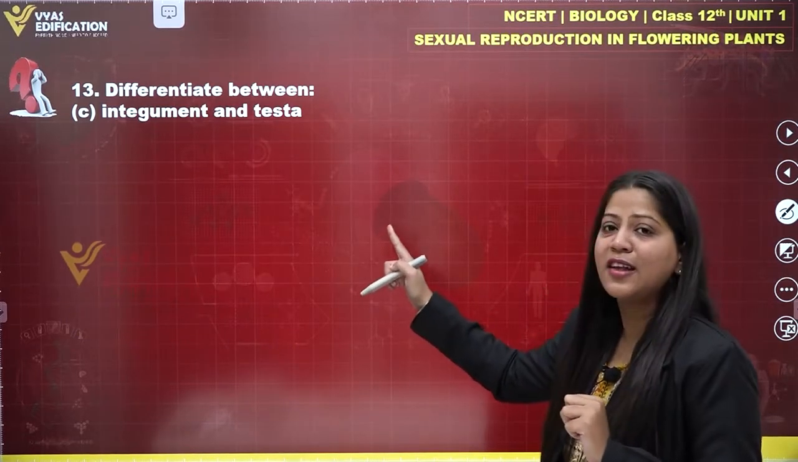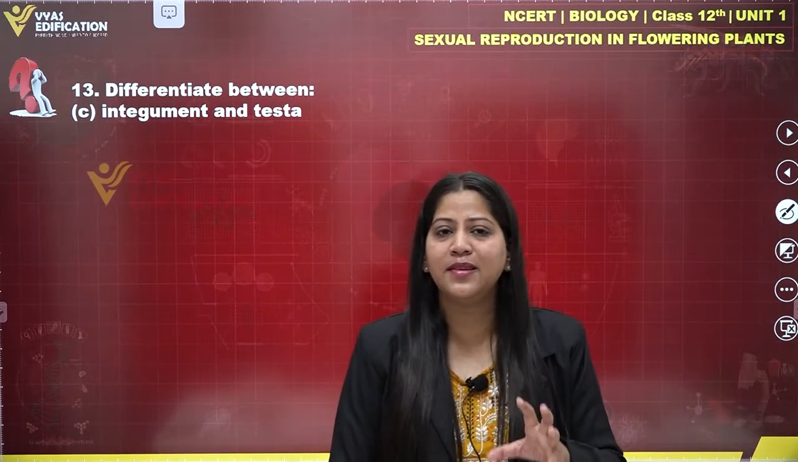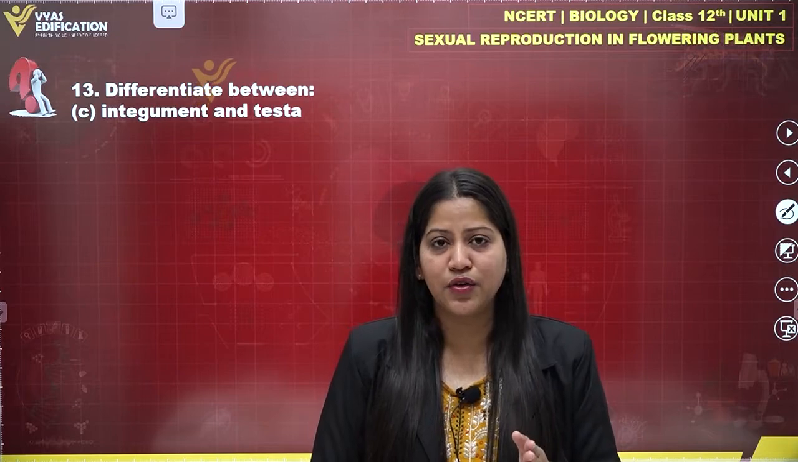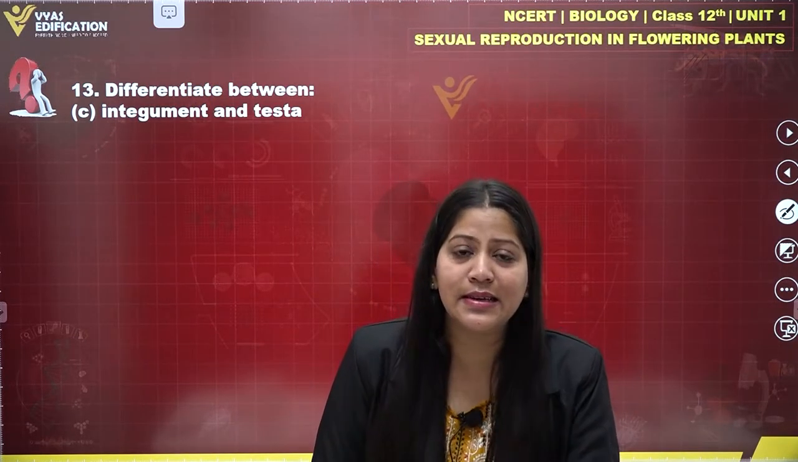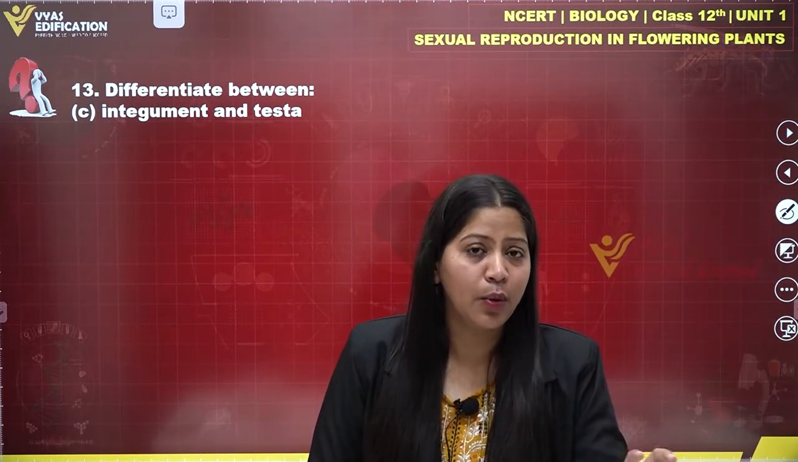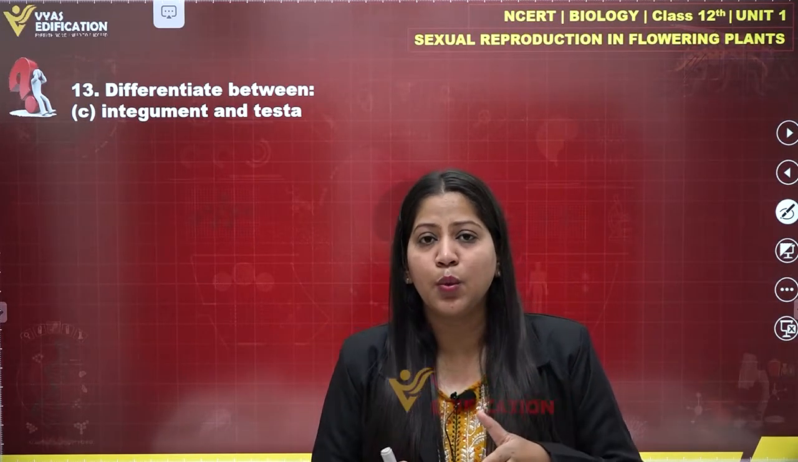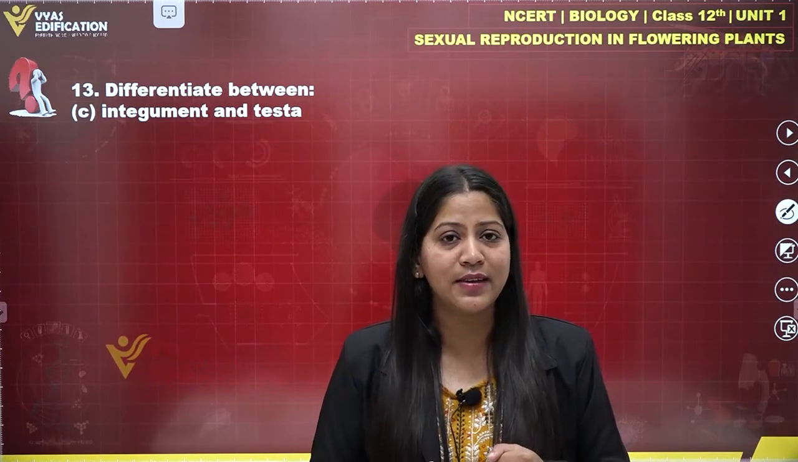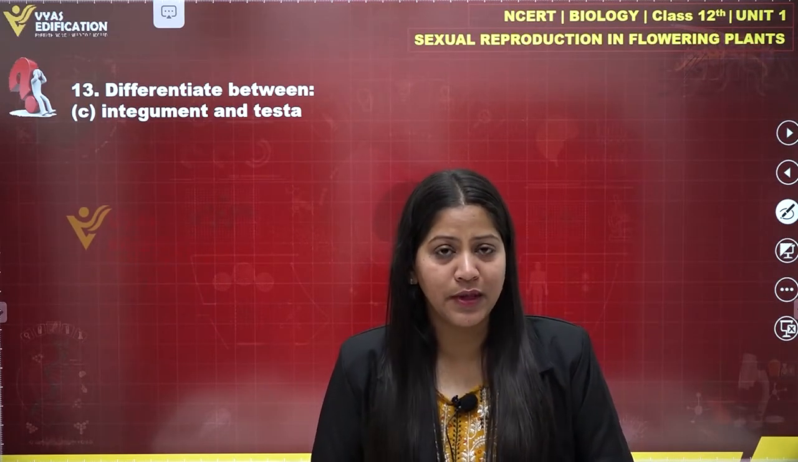Although this testa has been made from the integuments only. After fertilization, what happens in a flower of angiospermic plants? After fertilization, what happens to the ovule? That ovule along with its integuments converts into seed and its seed cover. The ovule, that is the megasporangium of a female, converts into seeds. Ovule gets converted into seed after fertilization, and the ovary converts into fruit after fertilization.